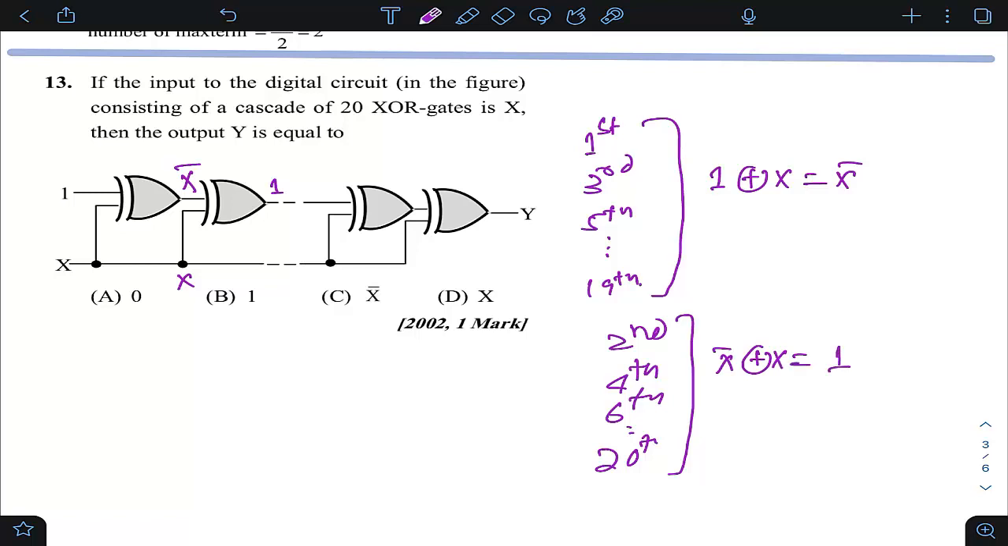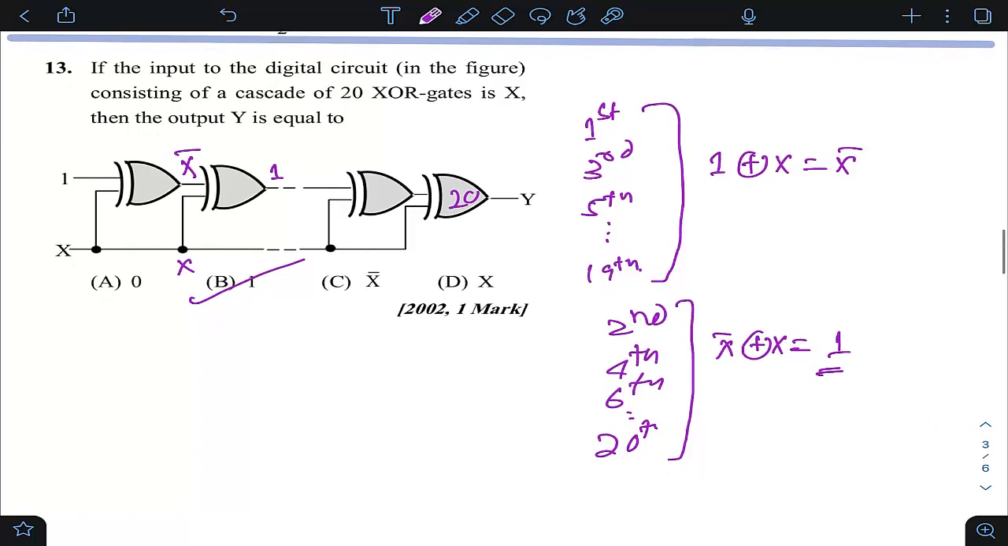So here you are supposed to find the output of the last gate. That is the 20th gate. So it will definitely be 1. Answer is option B. So like this, some logical questions are framed, students.